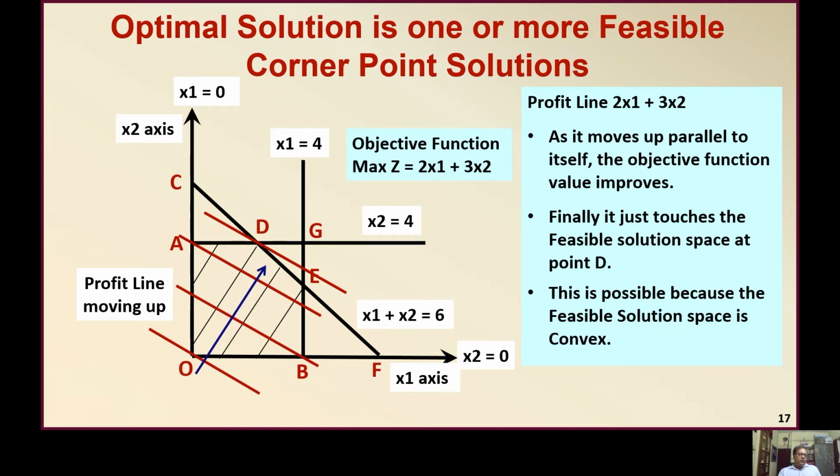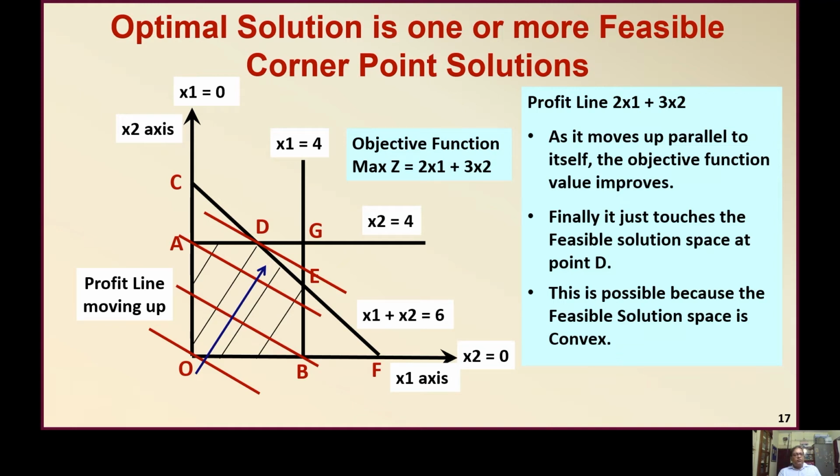Suppose it is parallel to the line CF, what will happen? At the extreme point, the profit line will merge with CF. At that time, both D and E, both the corner points would be optimal. In fact, not only D and E would be optimal, but all points within the line DE also will be optimal. After that, the profit line will leave the solution space.